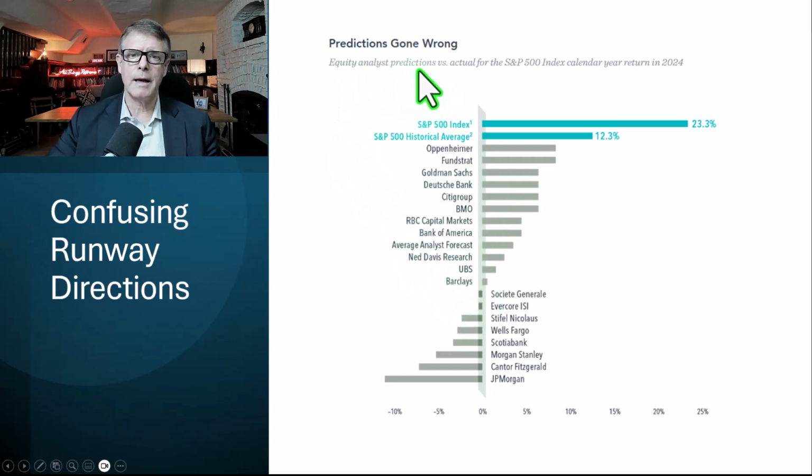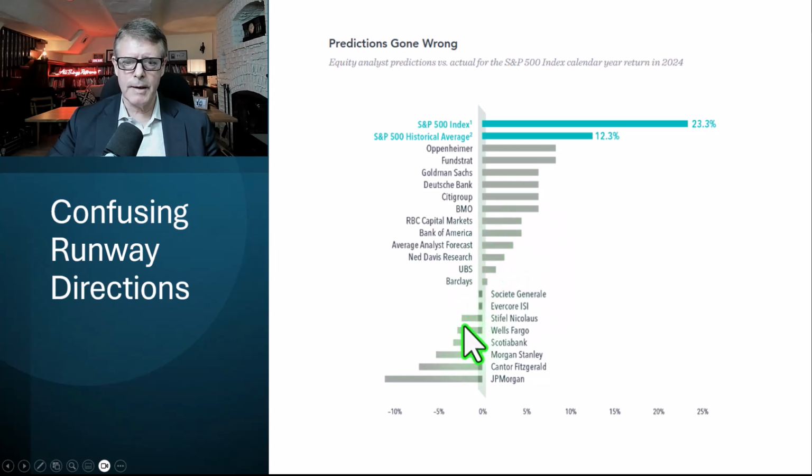So this is equity analyst predictions versus actual for the S&P 500 index calendar year returns 2024. So the S&P actually did 23.3% in 2024. The S&P 500 historical average, 12.3%. So if I look at Goldman Sachs, they were predicting much less than that. Deutsche Bank, much less. Citibank, much less. Bank of Montreal, much less. RBC Capital Markets, even less. Average analyst forecast, way below what the markets actually did.